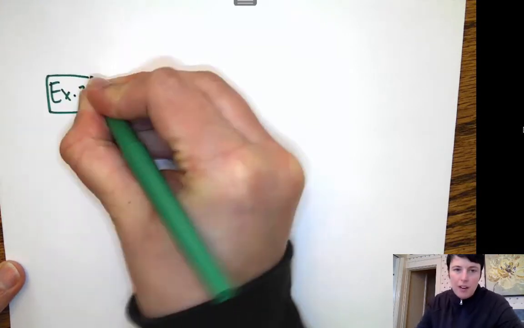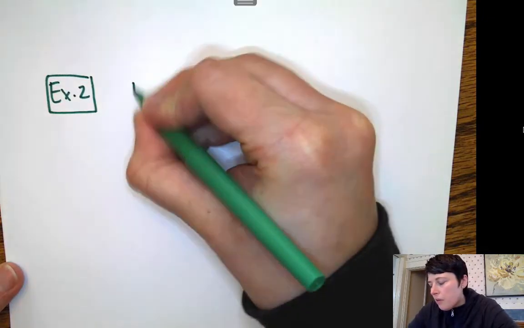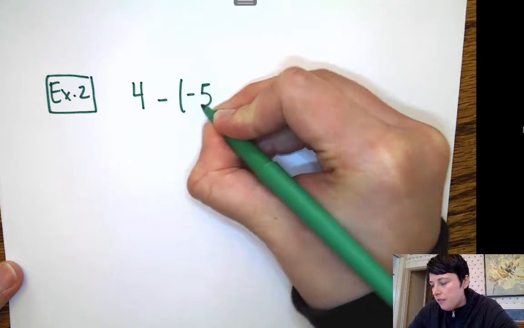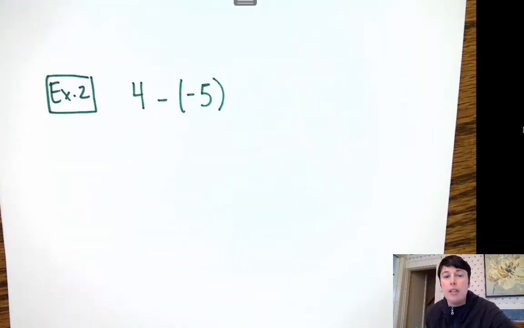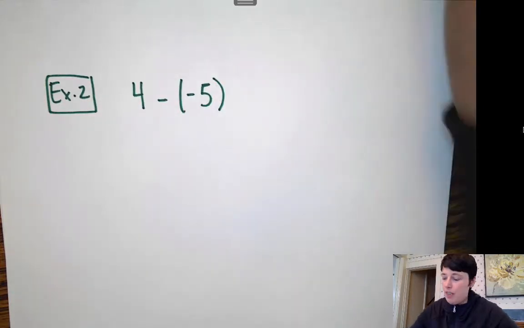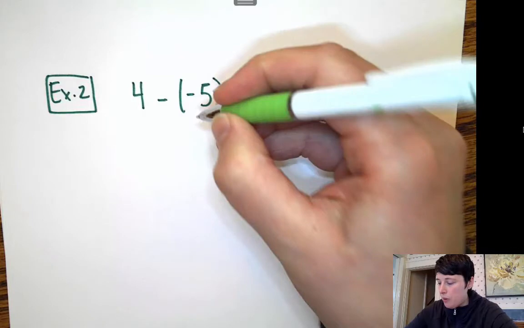Sounds easy, but it's not always. So this time, let's say we had 4, take away, -5. 4, take away, -5. Well, right away I'm like KCC. I see subtraction. It's not an adding problem. So here's what I'm thinking.